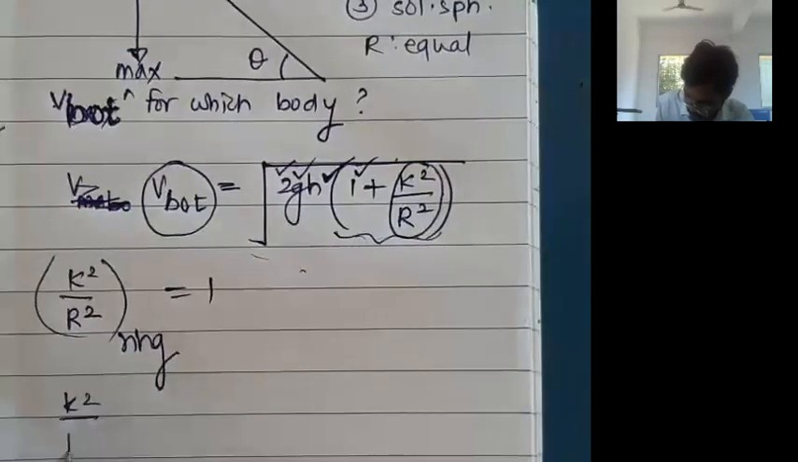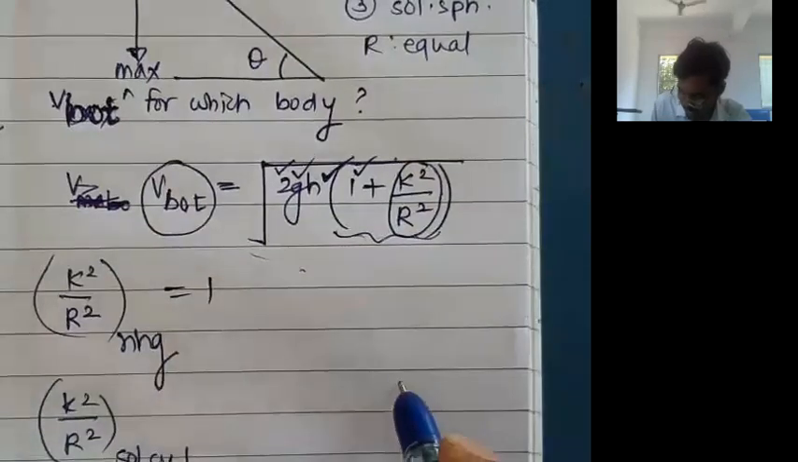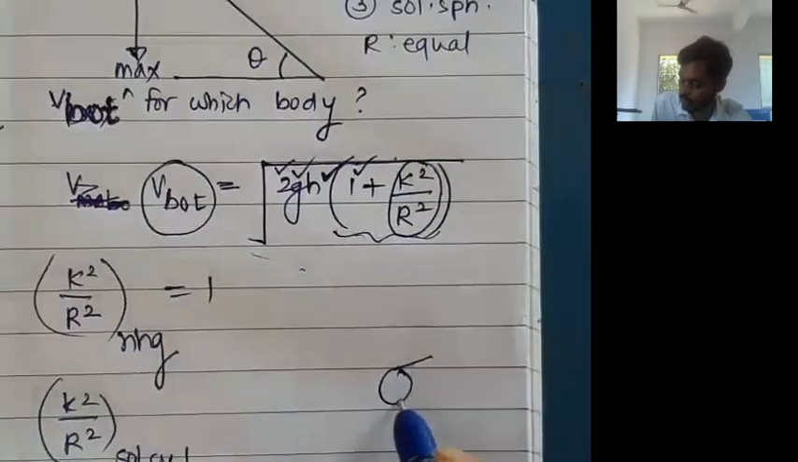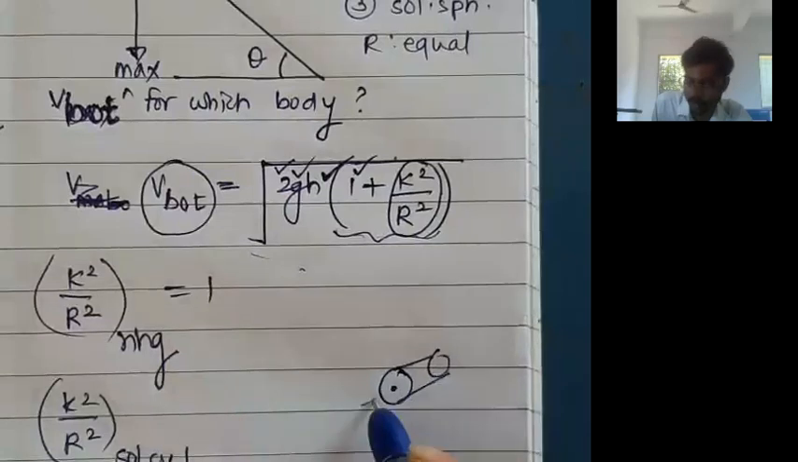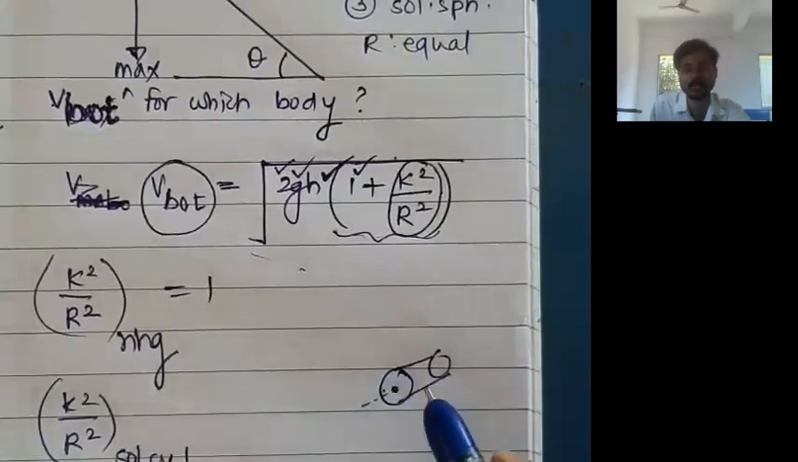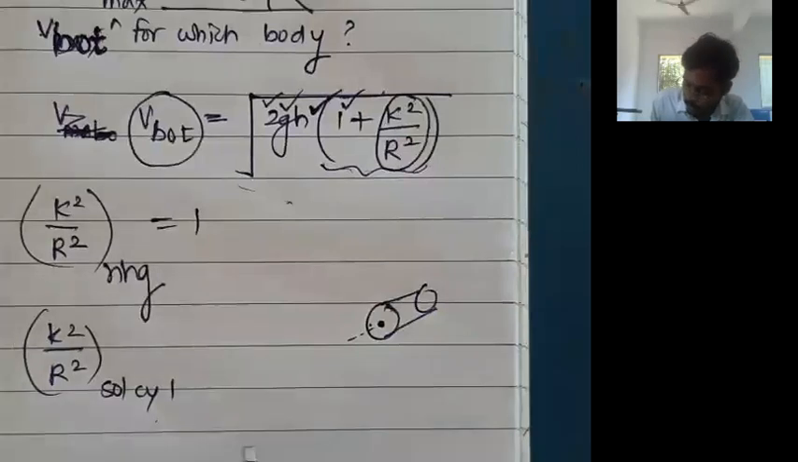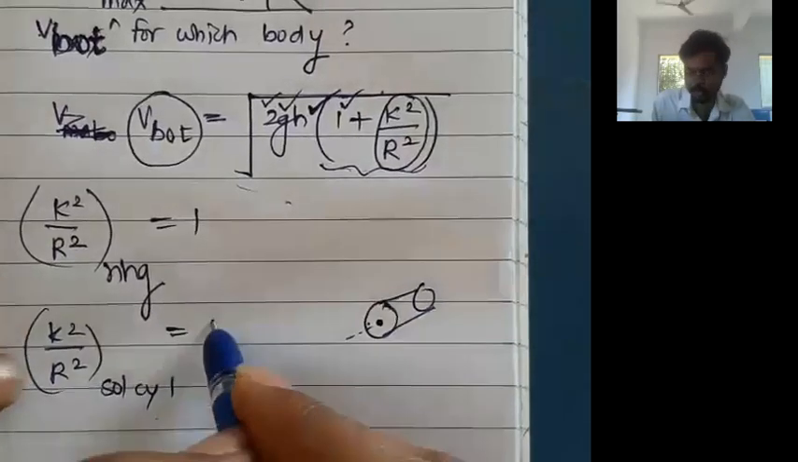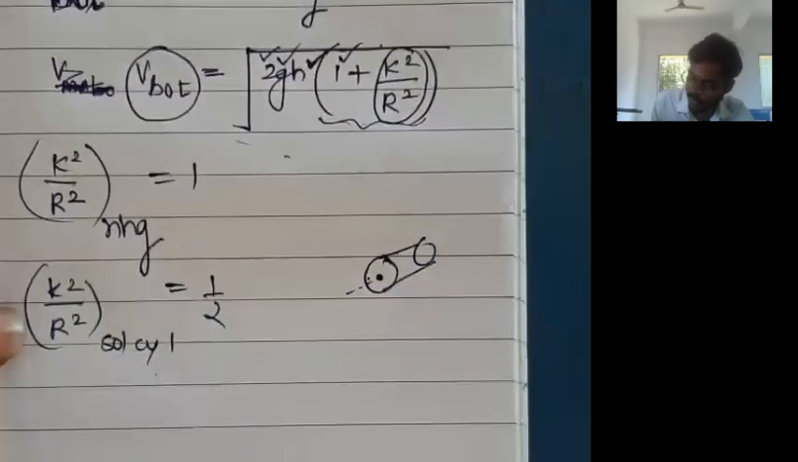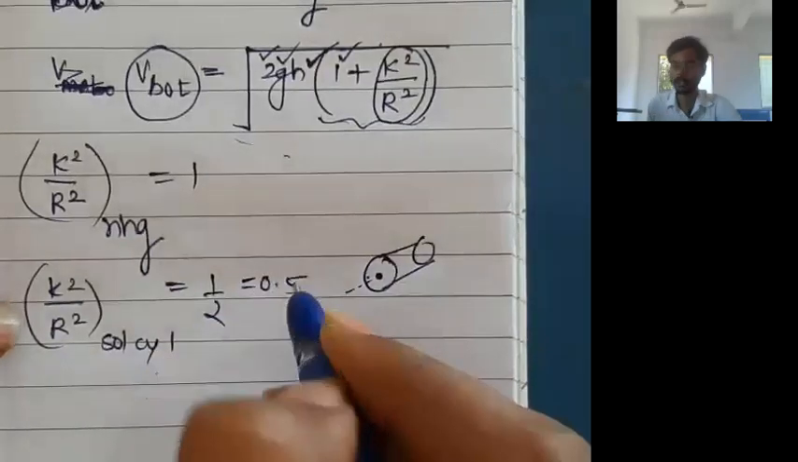k square upon r square for solid cylinder. Solid cylinder म्हणजे काय? Ultimately डिस्कच असणार आहे. So what is its moment of inertia about an axis passing through center and perpendicular to the plane of the disk or the cylinder? It is 1/2 mr square. 1/2 is the coefficient of mr square, and k square upon r square means coefficient, which is 1/2. Here 0.5.